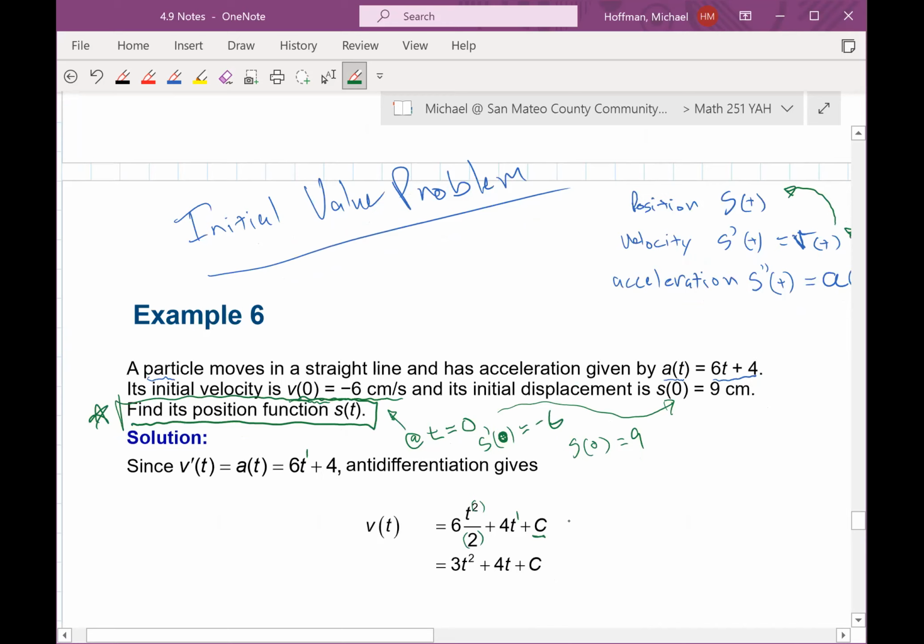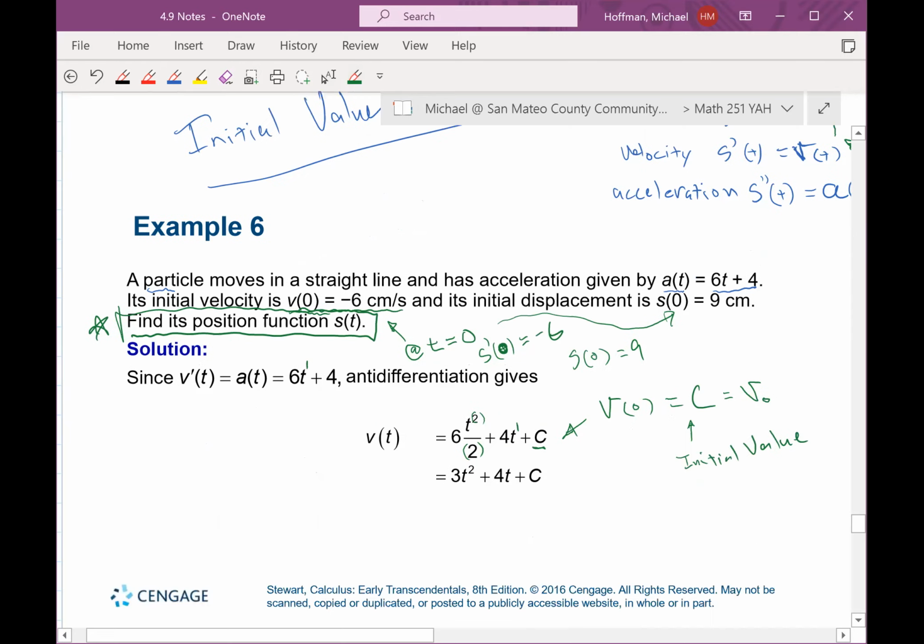But notice that c is going to be the initial value of the velocity. If I look at this formula and say v of 0, that's c. So this unknown constant is often known as v naught, or the initial velocity. This is known as the initial value, because we were actually told what this was, weren't we? We were told that v at 0 is equal to -6.